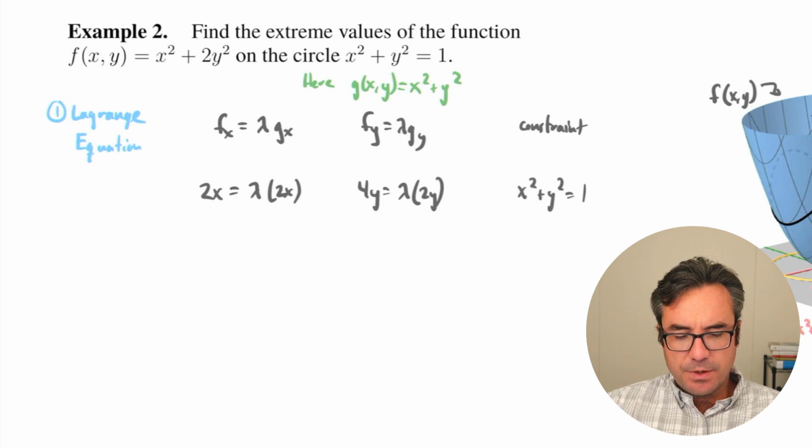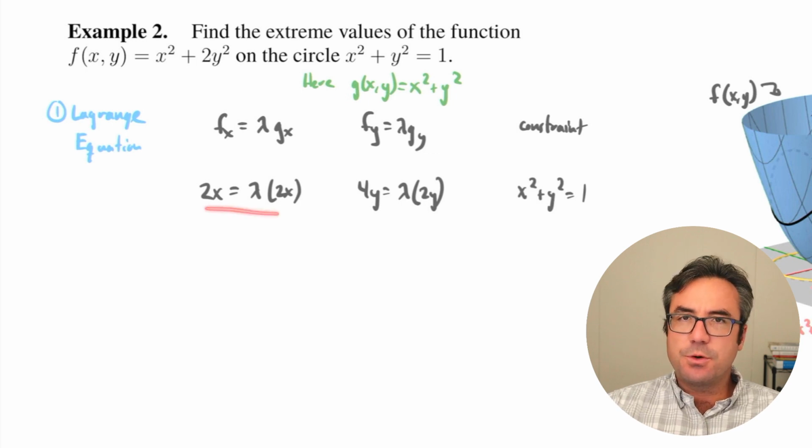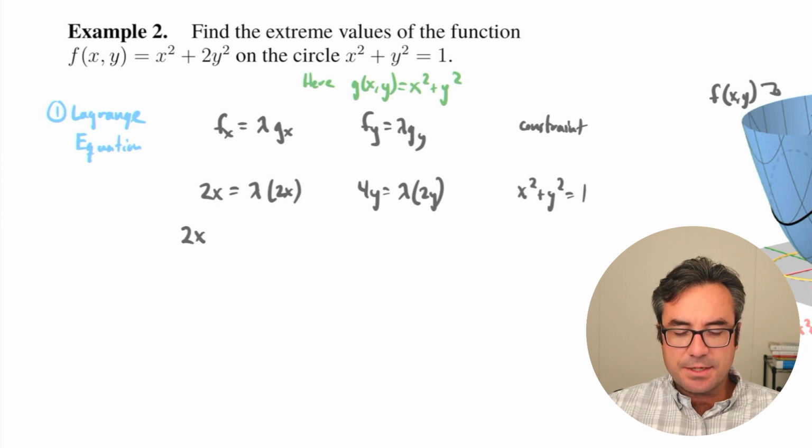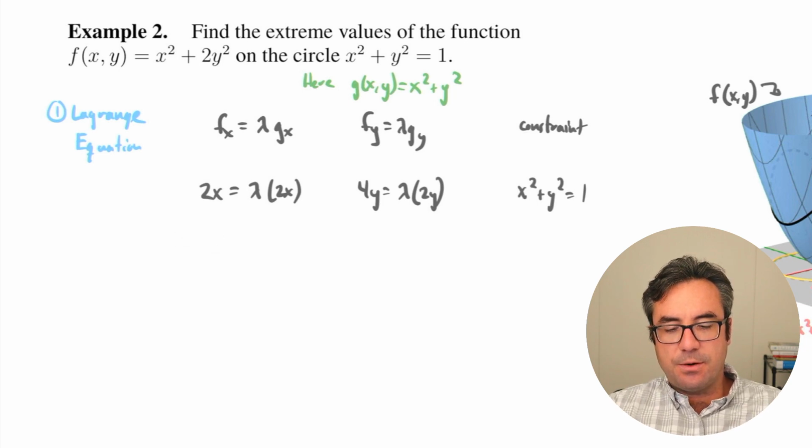And when we look at this, it might be helpful to move all the terms to one side and see if you can factor. And in this case, it does. So let's move the lambda 2x over to the other side and try to factor. And when we do that, we get 2x times, well, actually, let's write out what we get.